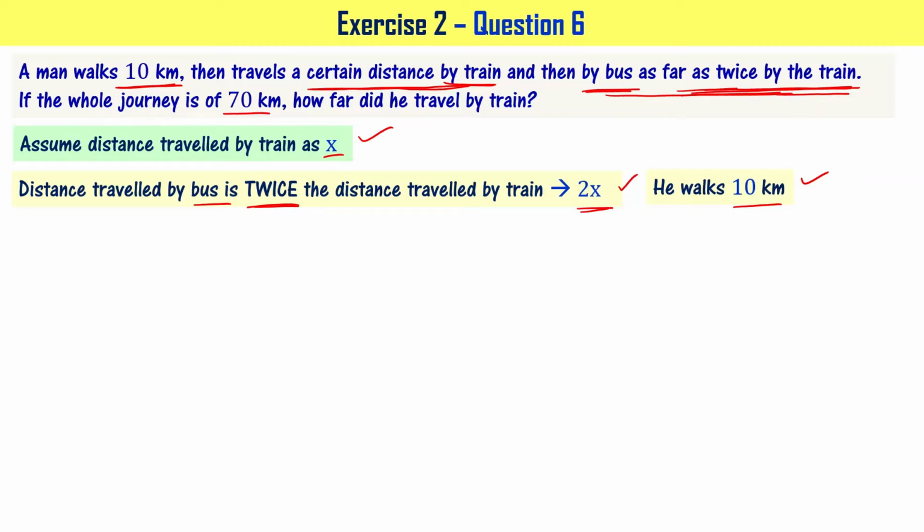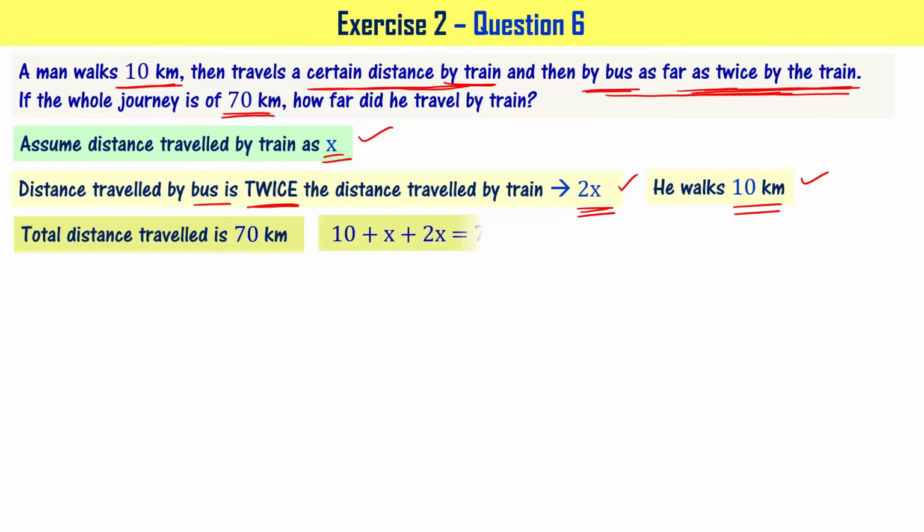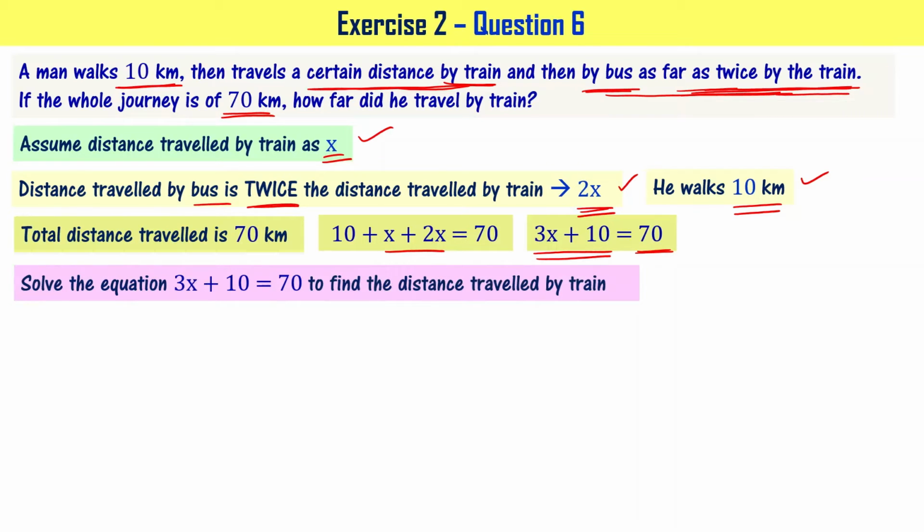10, 2x, and x. The whole journey is 70 kilometers. It means when you add these three, x, 2x, and 10, you get 70 kilometers, right? The total distance traveled is 70 kilometers. That can be written as 10 plus x plus 2x equal to 70, right? Let us simplify this. x plus 2x is 3x, plus 10 equal to 70 is the equation. This is the linear equation in one variable, right? Let us solve this equation now to get the value of x. Once you get the value of x, you know the distance traveled by him by train, right? That is what we are asked to find.